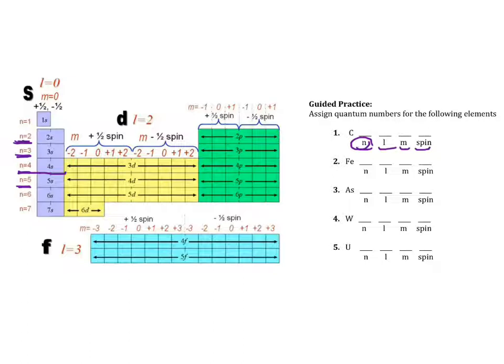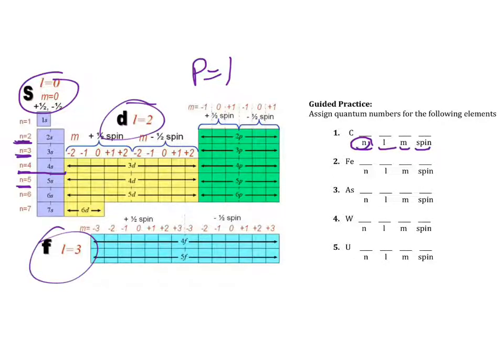The second number is really easy. The second number tells you which block it's in. S is 0. The P is missing here, so P is equal to 1. D is 2, and F is 3. So if something is right there, it's in the P block, so its second number will be a 1.